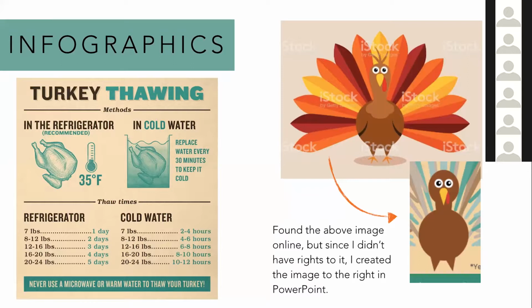I came across this infographic on turkey thawing, and there were a couple of things I was drawn to. I was drawn to the idea of using a light and a heavy font, the lines that were separating sections with some text in between, and the color. Now I also knew maybe I wanted to be a little cheeky and use a turkey. So I found this other image. I didn't want to buy that one, so I made it in PowerPoint instead and was able to use that.